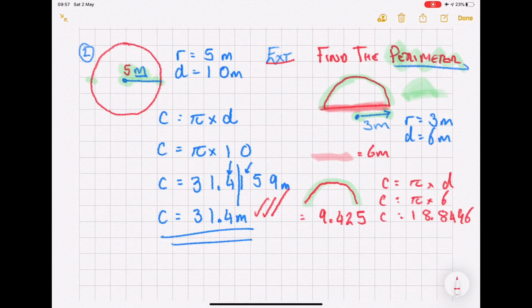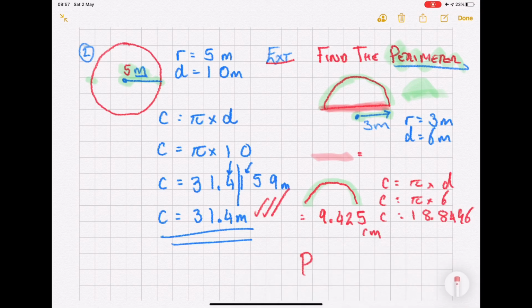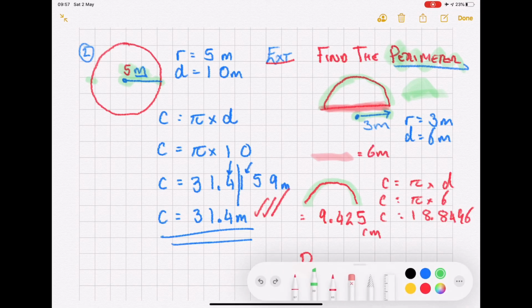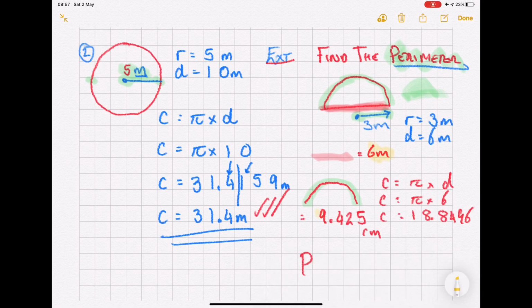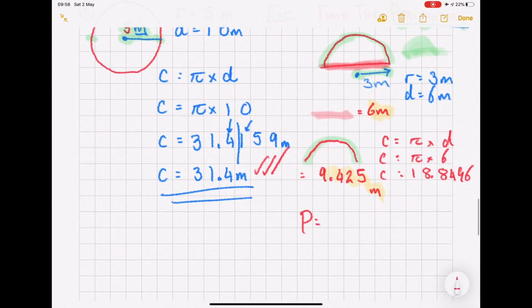like that, metres. So if we want to find out the perimeter, we have to add all our lengths together. So we have to add our 6 metres and our 9.425. Oh, it's all in metres, so let's get rid of that. And if we do that, so if we add those two, we end up with 15.425 metres. Let's take this to one decimal place, so cut it off there.